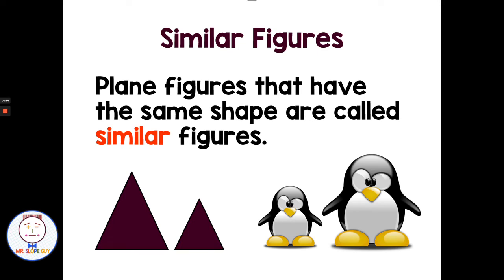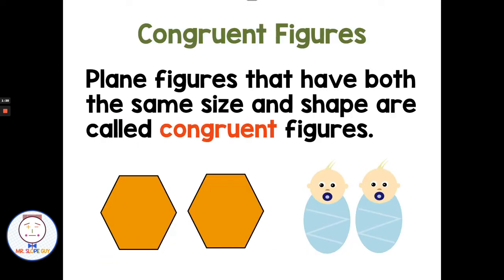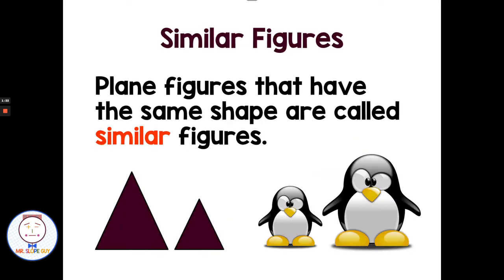Similar figures, write this down. Similar figures are plane figures that have the same shape. Just the same shape. They can be different sizes, but they have to be the same shape. So we have two triangles shown here that are similar triangles. And we have two cute little penguins that are the same shape, but not necessarily the same size. So congruent: same size, same shape. Similar: same shape.